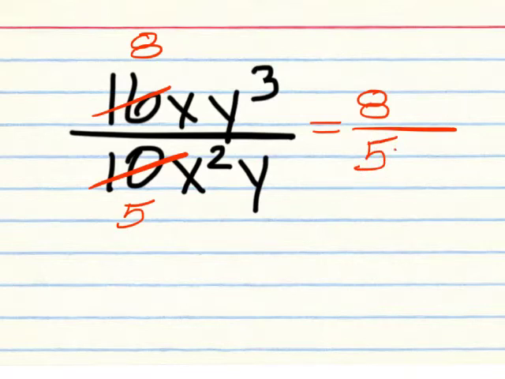And now where does my x go? And what's the exponent? 1. So it's just x. And then where's the y go? Exponent. 8y squared over 5x is the final answer.